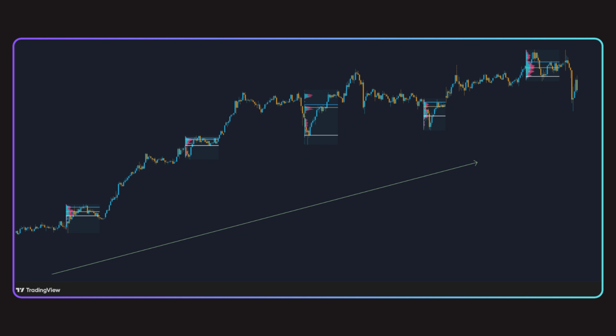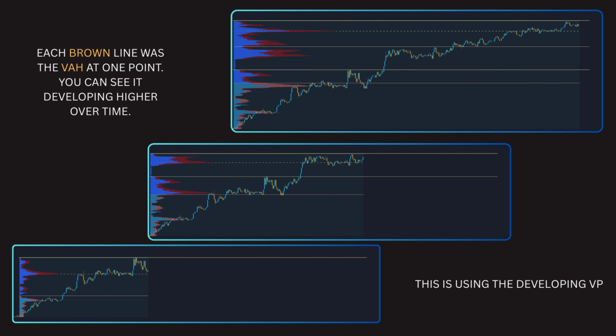Clue number 1, value area shifting. When you compare volume profiles over time, you'll notice that the value area is consistently moving in one direction. If the market is in bullish imbalance, each successive value area is higher than the previous one. If bearish imbalance, each value area is lower. The VAH and VAL are not staying in the same price range. They're migrating with price as the market discovers new fair value zones.